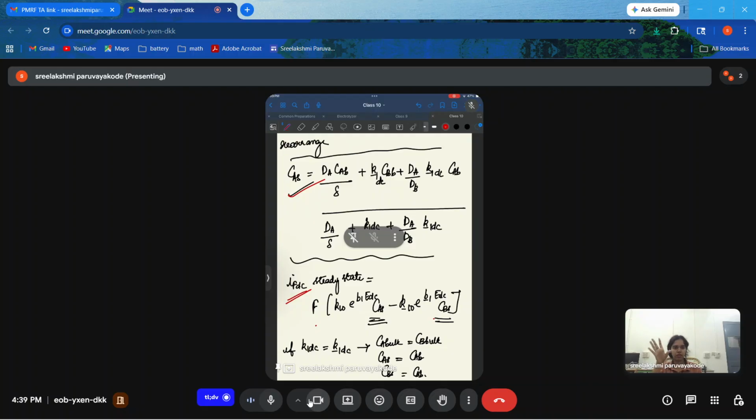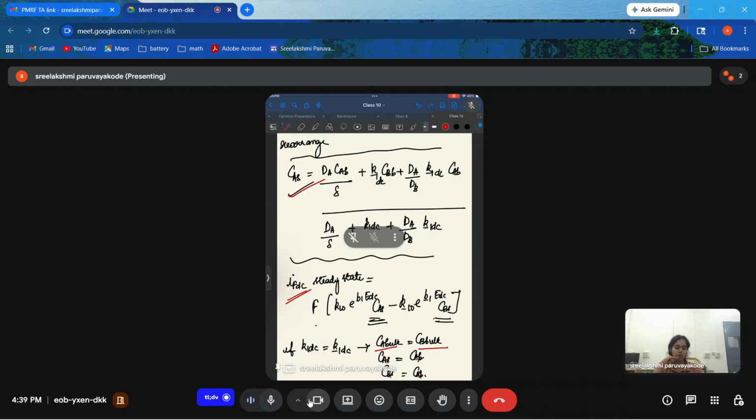So now the case when the forward rate constant is equal to the backward rate constant. In that case, you can say the bulk concentration of the reactant is equal to the bulk concentration of the product. And similarly, whatever is the concentration at the surface is the same as the concentration of the bulk. That means CAS is equal to CAB and CBS becomes equal to CBB. So these are some of the things you have to identify.